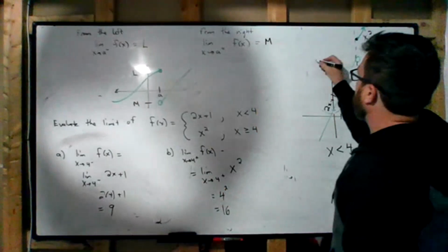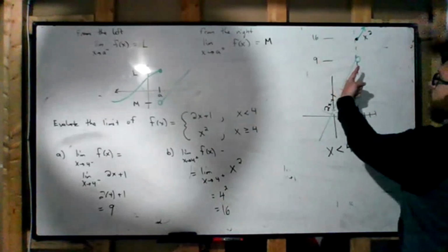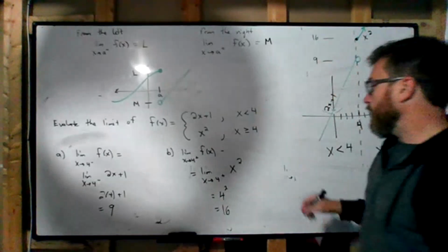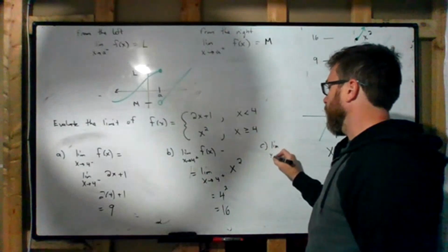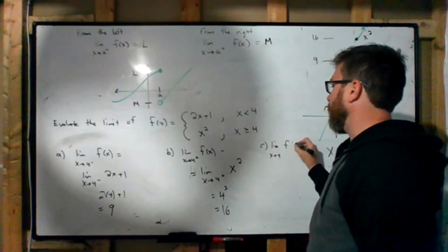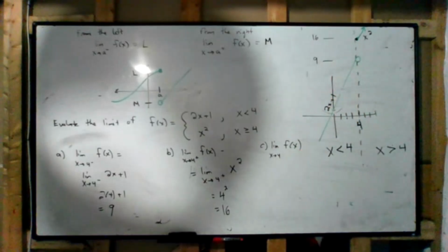So this one gave you 9, and then this one gave you 16, right? So from this direction, you were 9. From this direction, you're 16. So kind of our last question is, D, what is the limit as x approaches 4 of f of x? Does this thing have a limit?